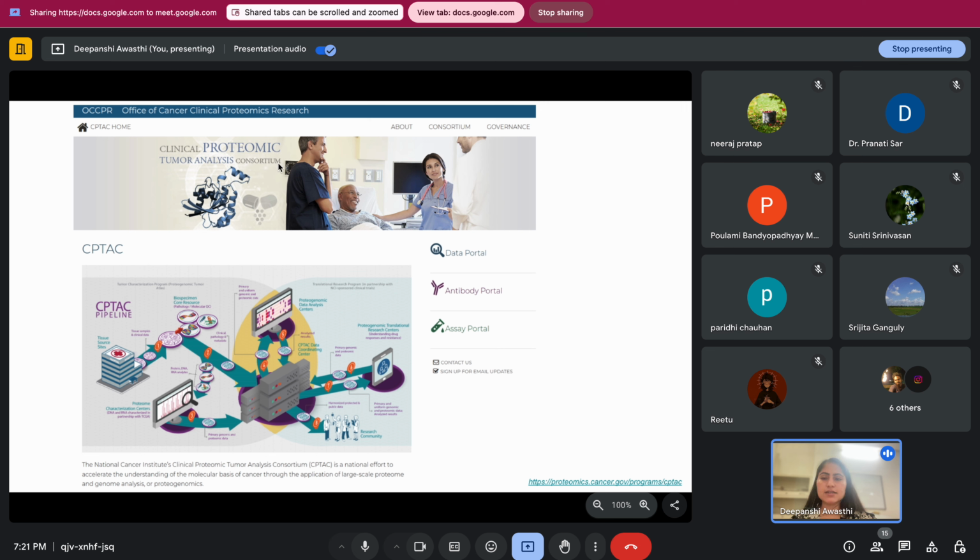Then the CPTAC, which is the Clinical Proteomic Tumor Analysis Consortium. It is also a data portal and it takes information from different sources, TCGA and other portals, combining the information at a single place. Anybody could download the information, and they also provide antibody information and assay portals. All these portals are present on the single CPTAC server. It is also a repository where you can check the data present, and they also help you analyze that data, so you can analyze cancer specific data.